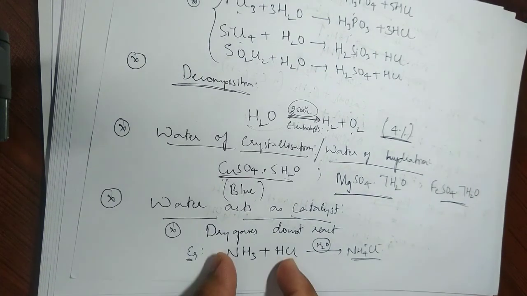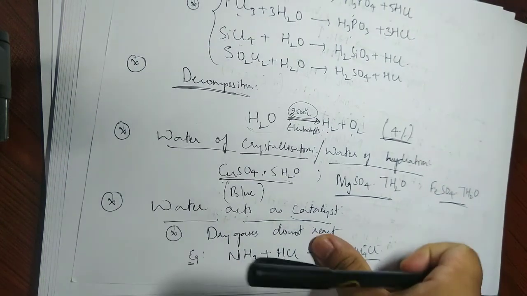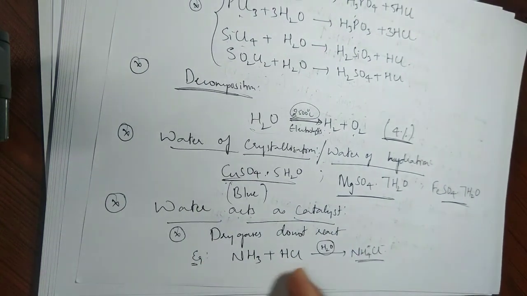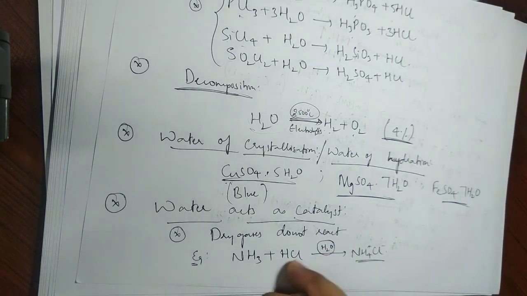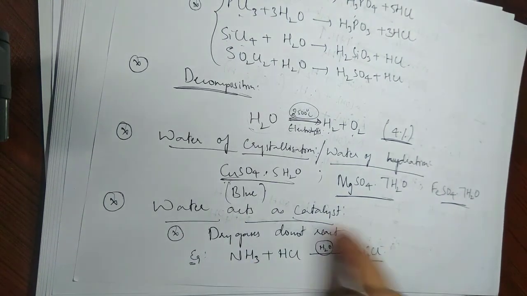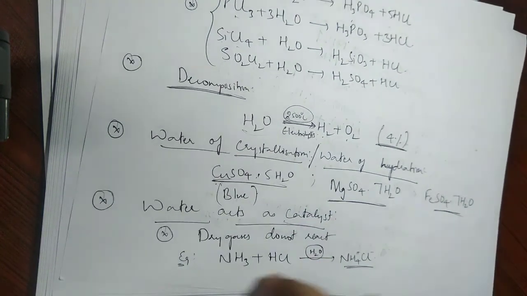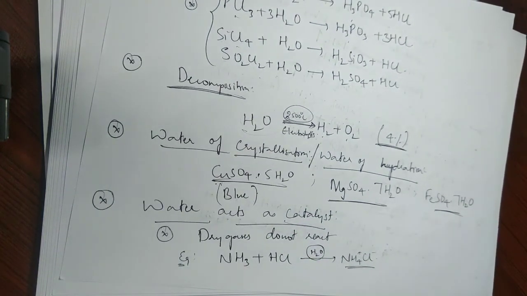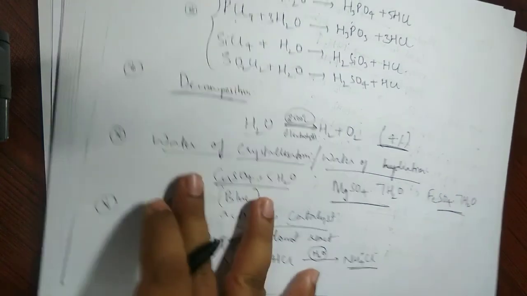So on the whole, both are dry gases. If there is no moisture, the reaction cannot happen. Only in the presence of water, the water will start the reaction with HCl, and because of this HCl we have the lone pair of electrons. I'm not discussing the mechanism here, but the point is, moisture should be there for the reaction to happen. Okay, so these are the various chemical properties of water.